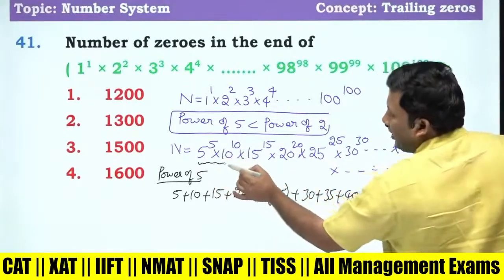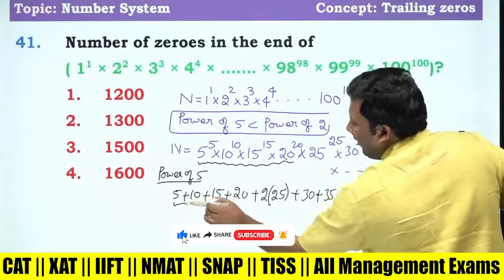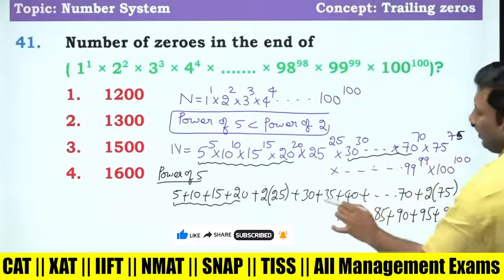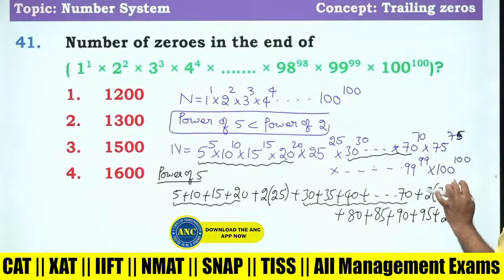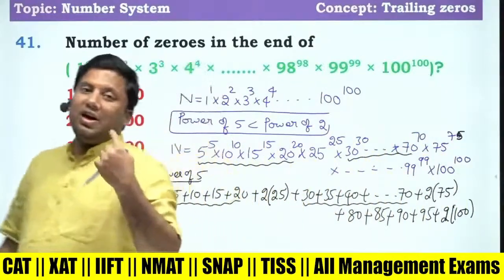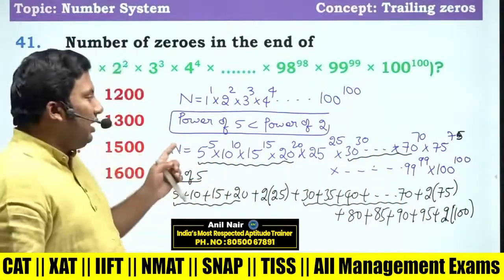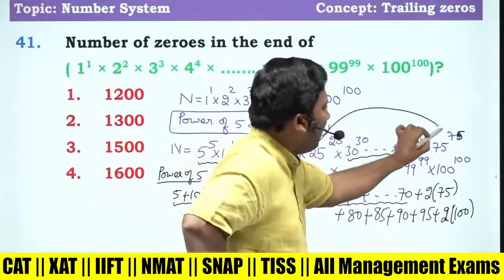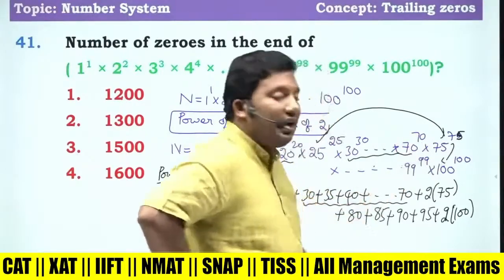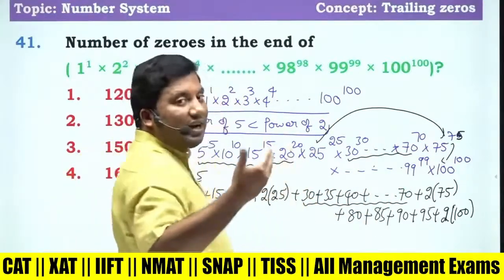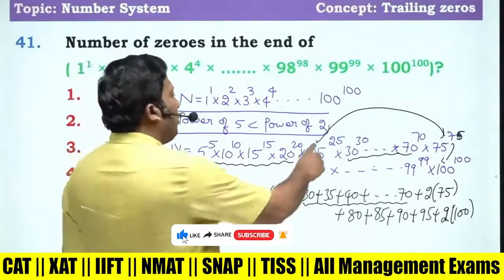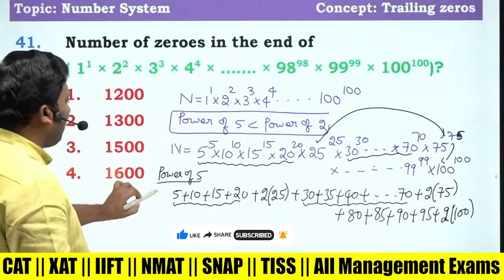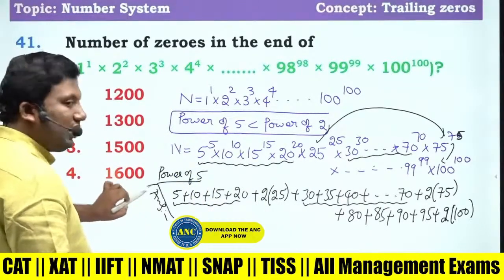From here to here, all will have single powers: 5, 10, 15, 20. From 30 to 70, all will again be single multiples of 5. 5 6s are 30, 5 7s are 35, 5 8s are 40, and so on till 75. 75 is a multiple of 25, so here 2 into 25, here 2 into 75, and 100 is 2 into 100. Why? Because 25 contains the power of 5 as 2. Remaining all will be single powers. Whatever you add and get, that itself will be the answer.